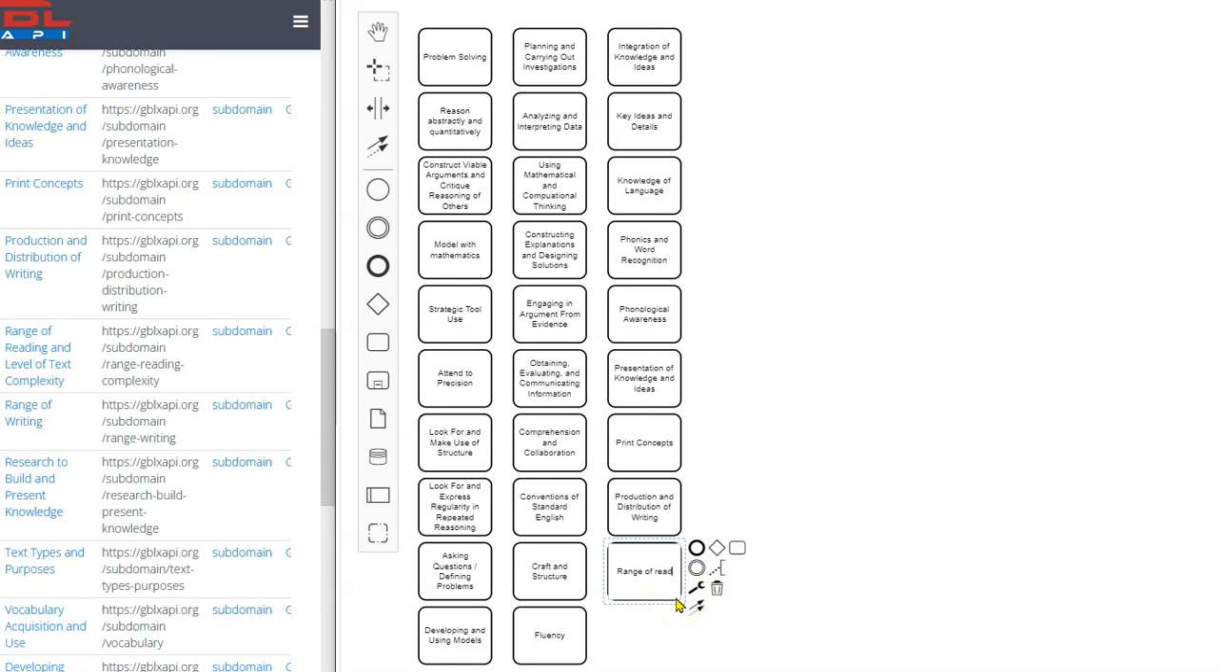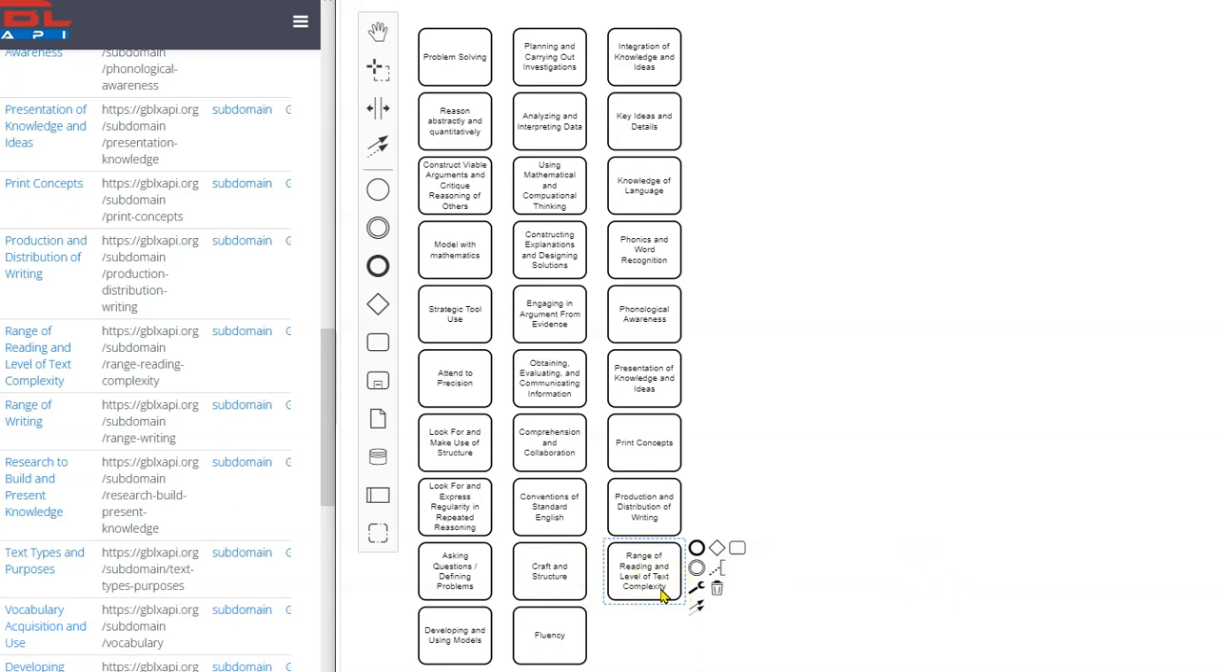Range of reading and level of text complexity. So depending on how the words are organized, how big the words are, how long, the abstract concepts the words are supposed to convey, what is your ability to read child books, 8th grade reading, college level, PhD level? What's your range of reading?